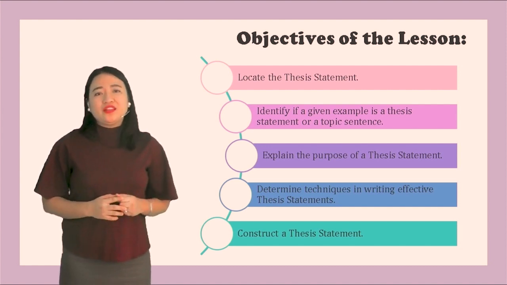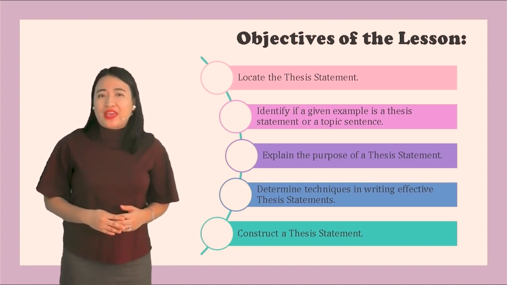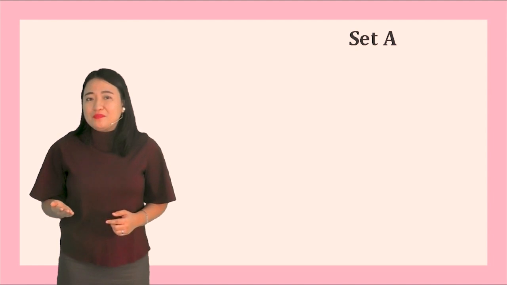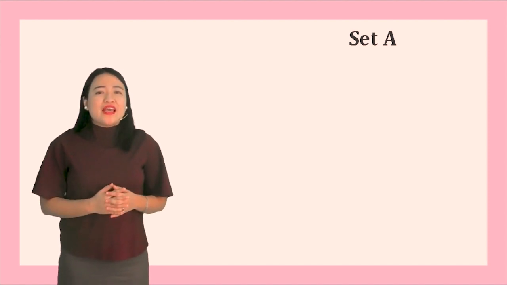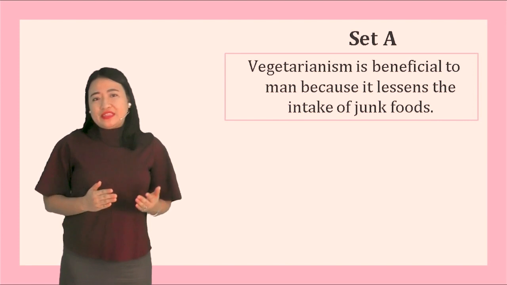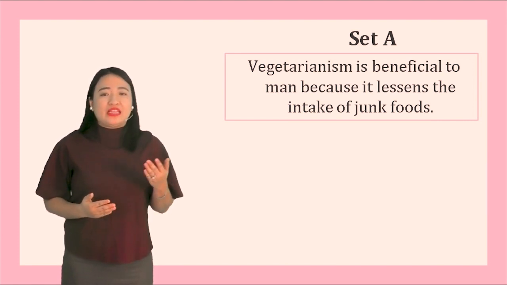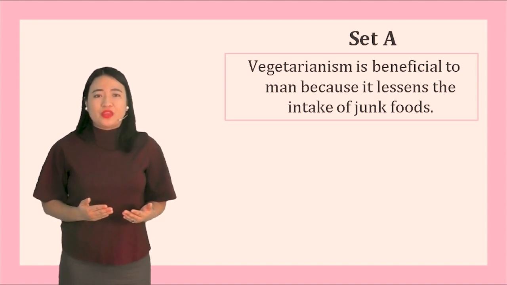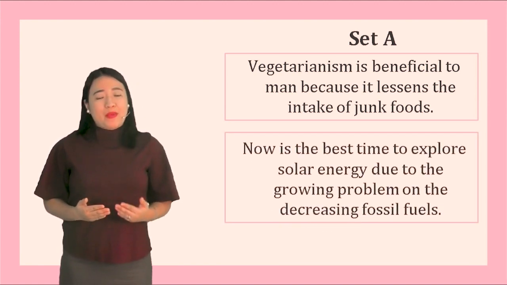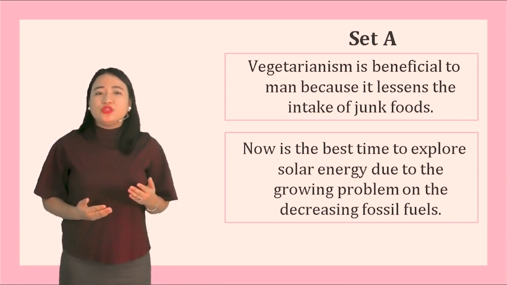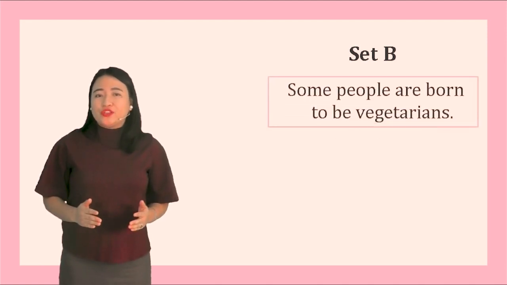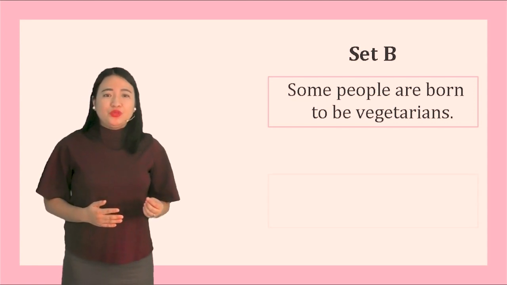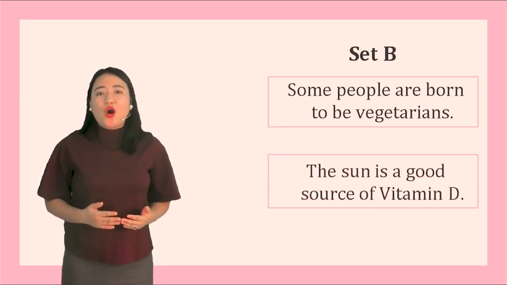Let us try to explore our lesson for today by looking into the following examples. After reading them, analyze how different are the items from each other. Set A. 1. Vegetarianism is beneficial to man because it lessens the intake of junk foods. 2. Now is the best time to explore solar energy due to the growing problem on the decreasing fossil fuels. Set B. 1. Some people are born to be vegetarians. 2. The sun is a good source of vitamin D.